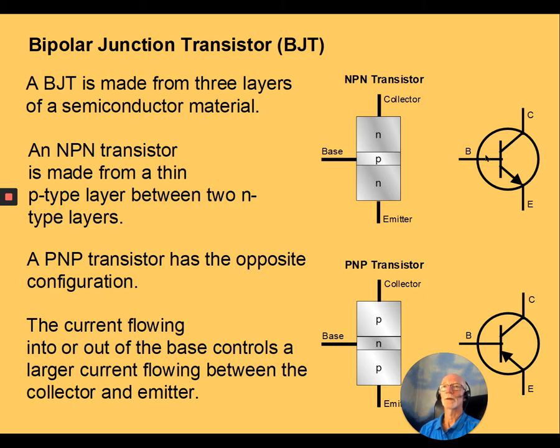These are the symbols, NPN and PNP. The way I remember the difference is that for an NPN transistor, the arrow is pointing out. In other words, the arrow is never pointing in, and the other one's the other way around.